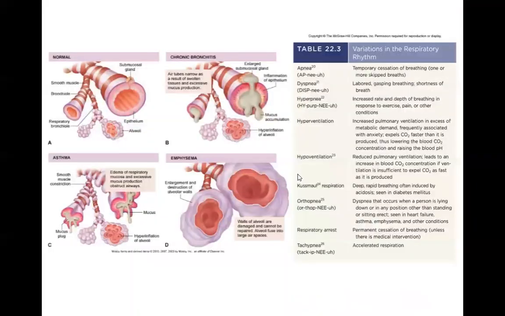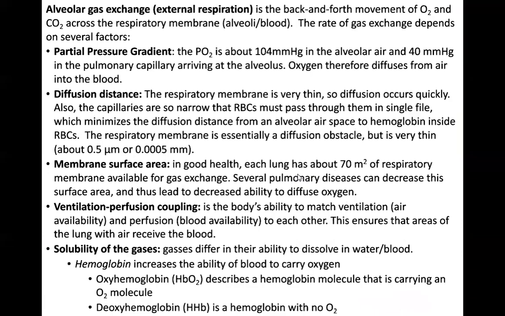So for now, let's talk about alveolar gas exchange. Back and forth movement of O2 and CO2 across that respiratory membrane, in other words, between our alveoli and our blood. And the rate of gas exchange is dependent upon several factors. Some of these we just talked about. First of all, we've just been talking about partial pressure gradient. PO2, and this is all we're going to use at sea level. That's our baseline. We're not going to think about what happens quite yet at high altitude.